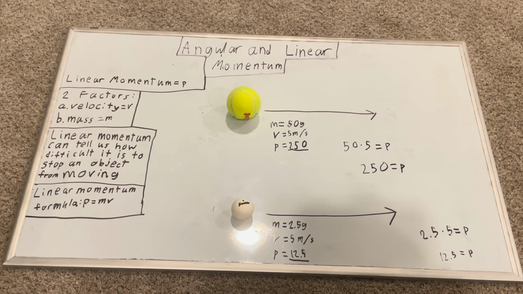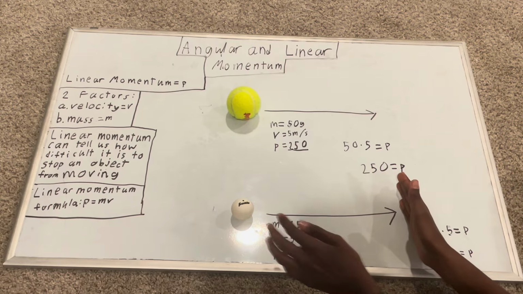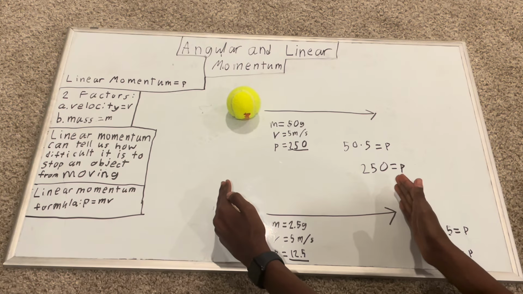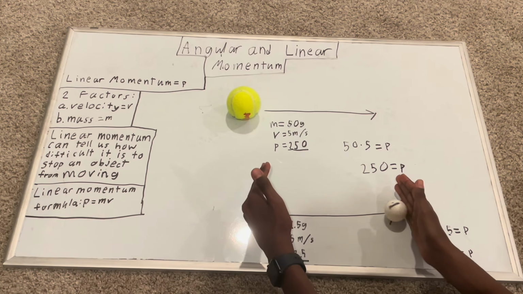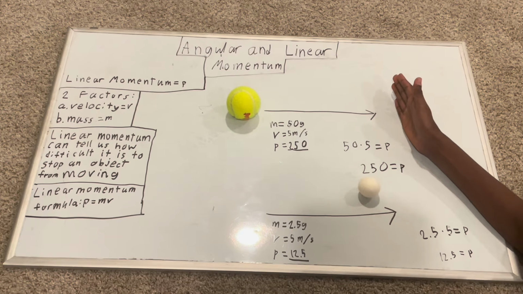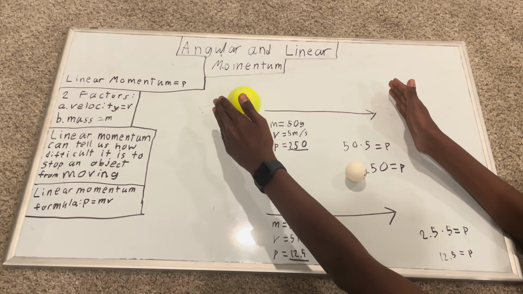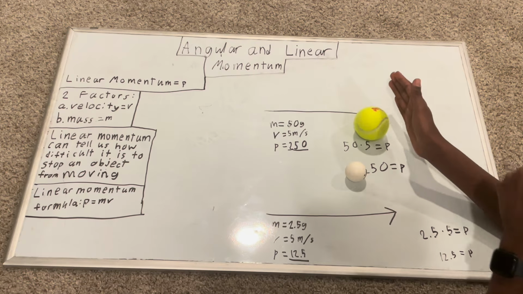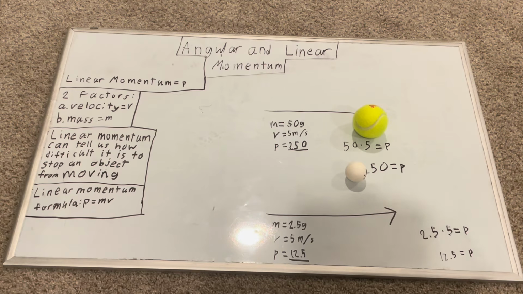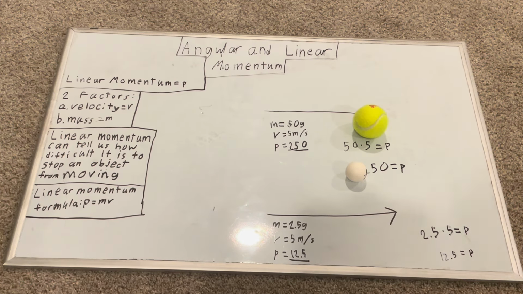So obviously the momentum for the ping pong ball is much less compared to the tennis ball. And if I hit the ping pong ball at 5 meters per second, I feel very little force. But if I hit it at the same speed for the tennis ball, I feel a lot more force. This can explain why you feel more force with the tennis ball compared to a ping pong ball.